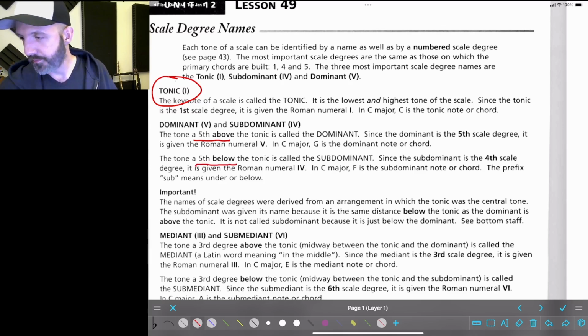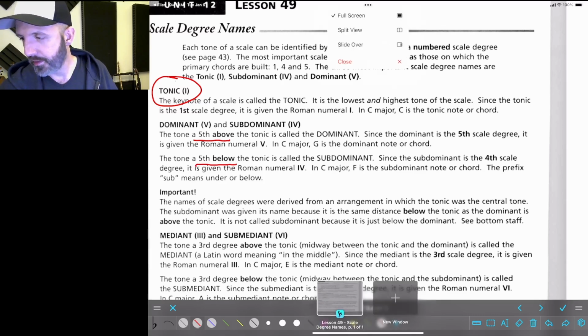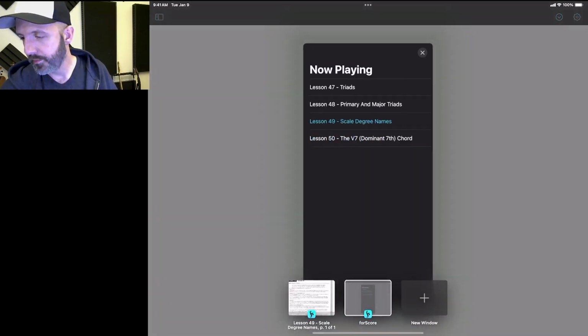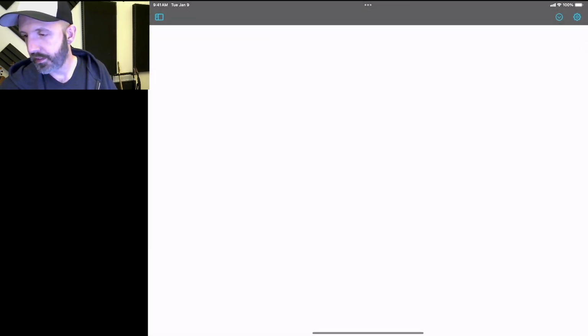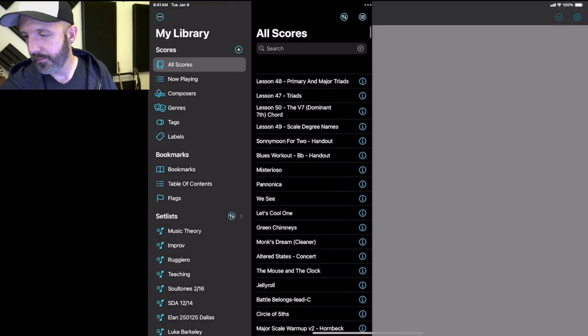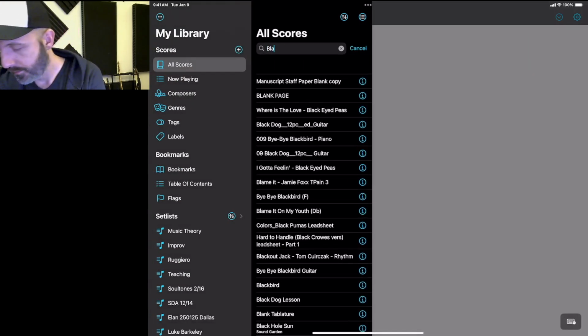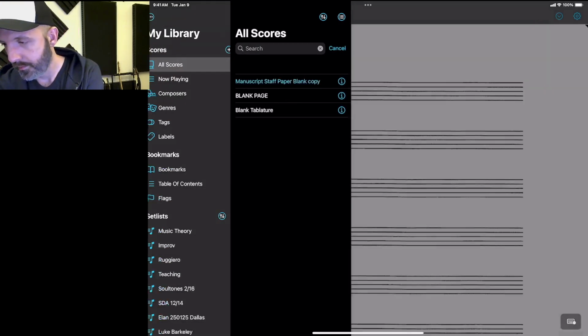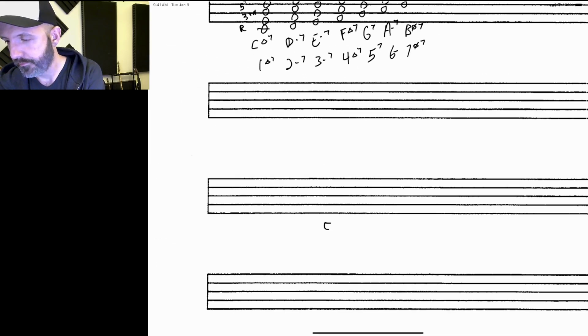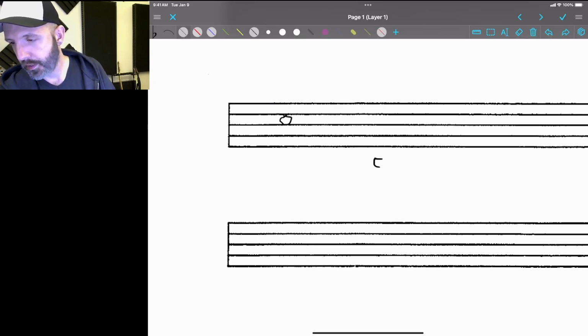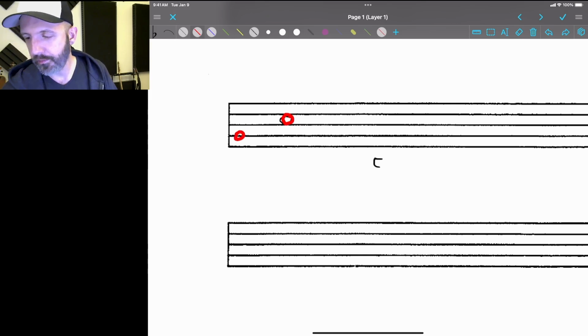So let's see here. Let's see if I can get a visual aid. A new window. All right, let's make it simple. Let's say C. I like red for some reason. Okay, so, you know, this is embarrassing. See, there we go.